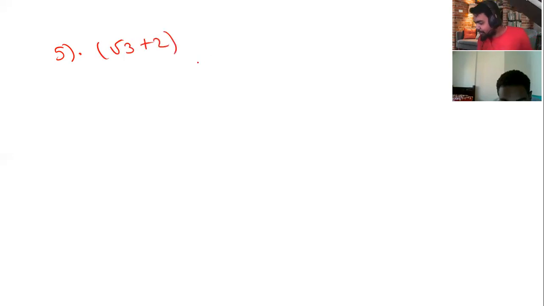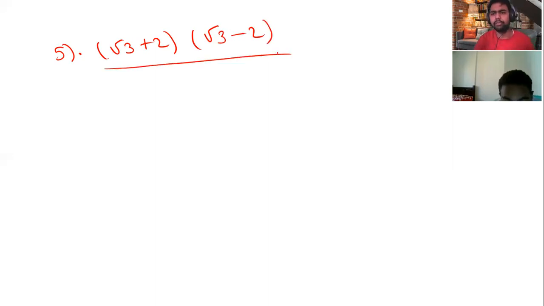When the question says expand, that means I have to use the formula. That is the indication given by the question. If they are saying expand, they are saying, please use the formula and simplify. So here we have root 3 plus 2, root 3 minus 2. Now I think you are going back in your notes and seeing the formulas. Which formula is this? Tell me.